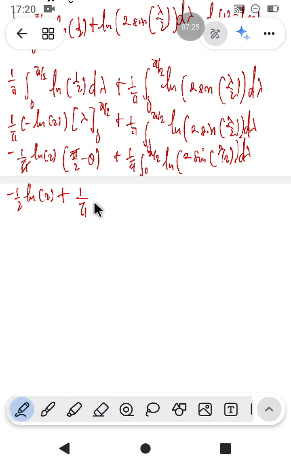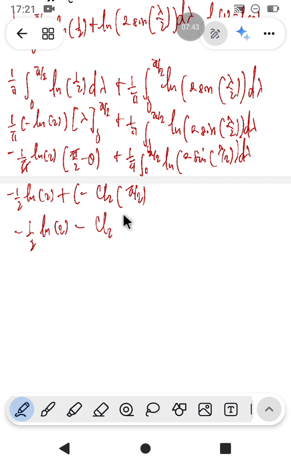All right, so we have negative closing function of pi over 2. That's pretty cool. So we have minus 1 over 2 natural log of 2, then minus the closing function of pi over 2 of order 2. So the closing function of pi over 2 of order 2 will surely give us the Catalan constant.